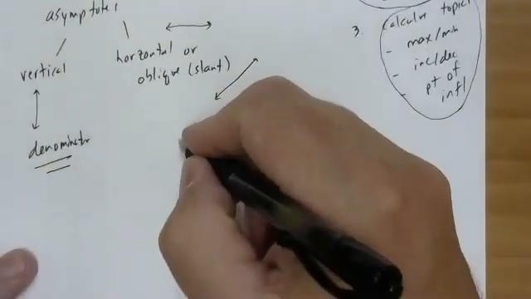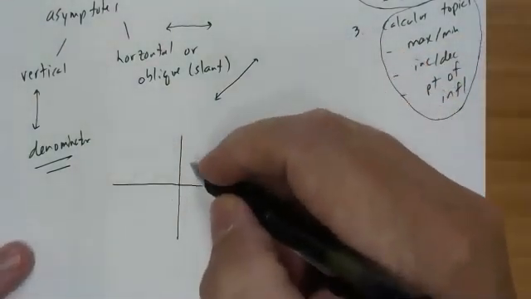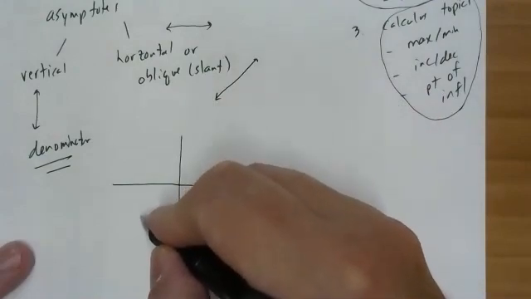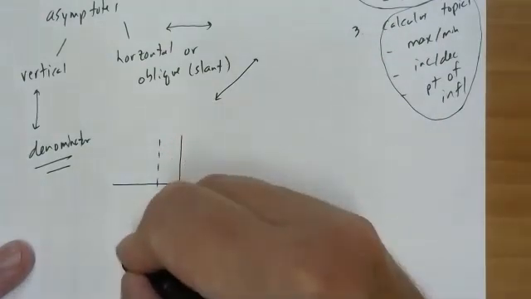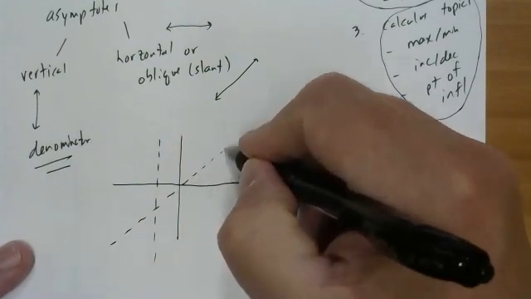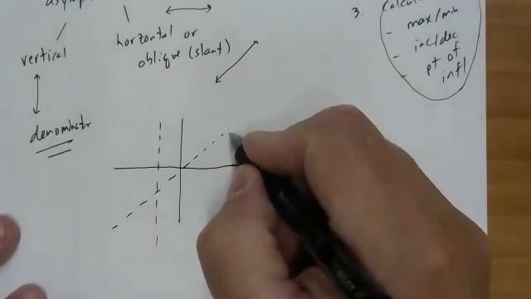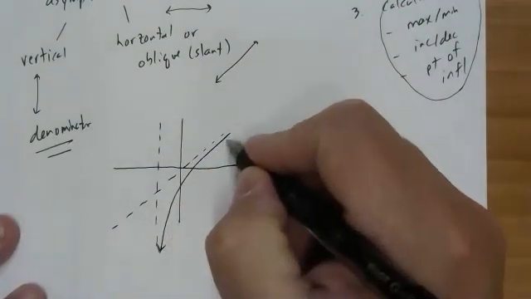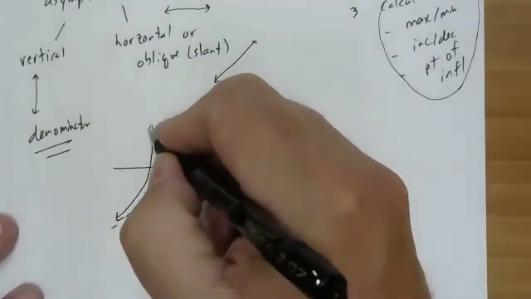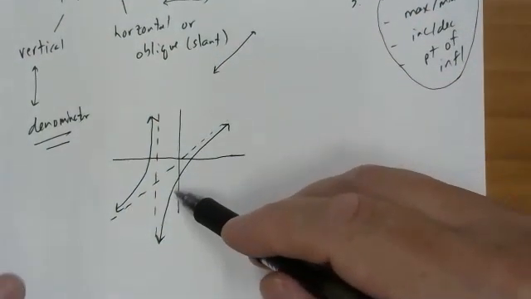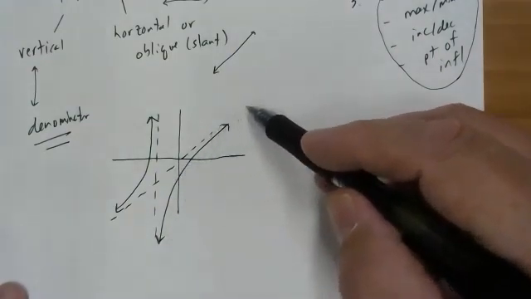An example of a slant asymptote or an oblique asymptote is maybe something like this. Maybe I have a vertical and maybe I have an oblique asymptote, and once again, maybe my graph is in two parts. Once again, my graph or my function never crosses or touches an asymptote, but it gets right next to it and tracks it.